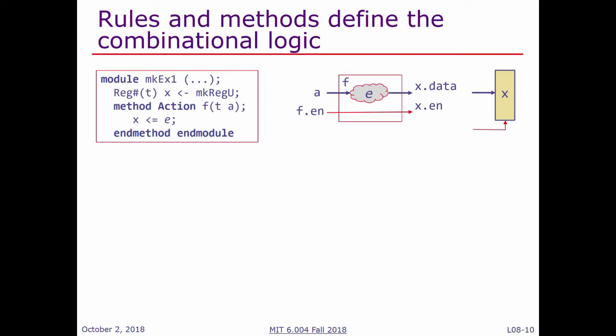Now, when does E get assigned to X? Whenever you execute this method. And how do you know you are trying to execute this method? Because it has an enable signal. So I took that enable signal and passed it on to the enable of the register. So whenever you execute this method, value E will get assigned to register X. Therefore, my whole design becomes like this.